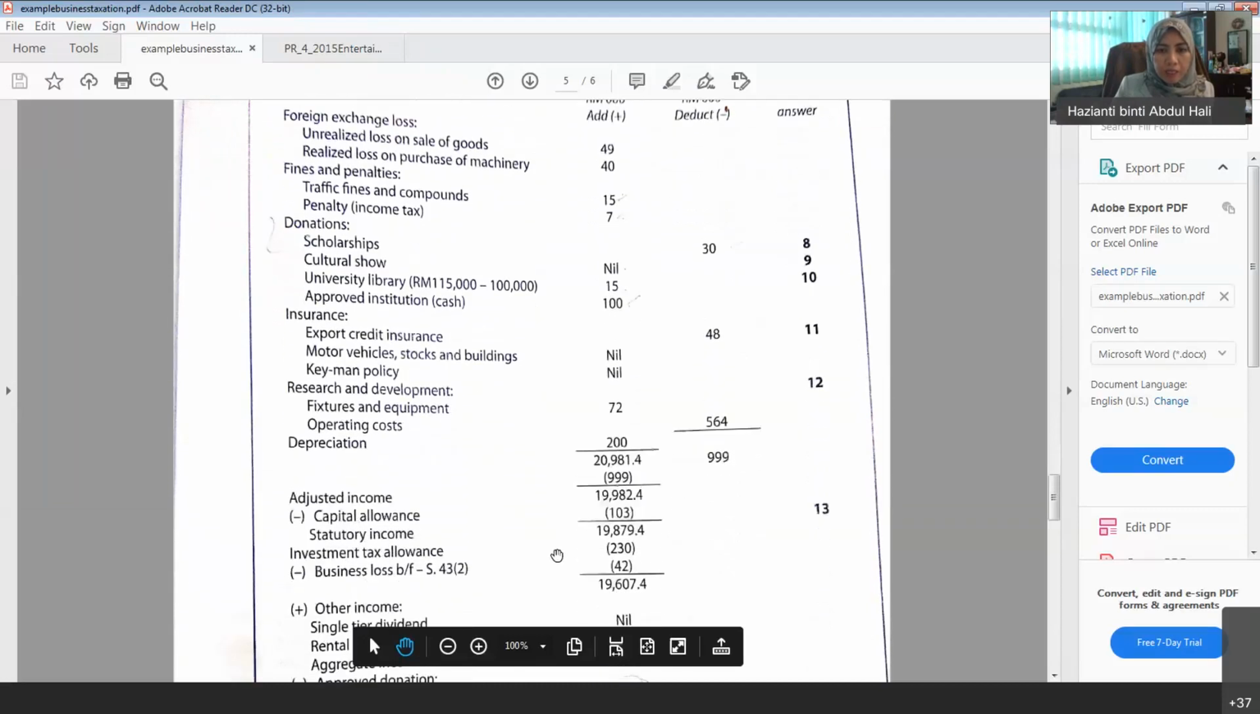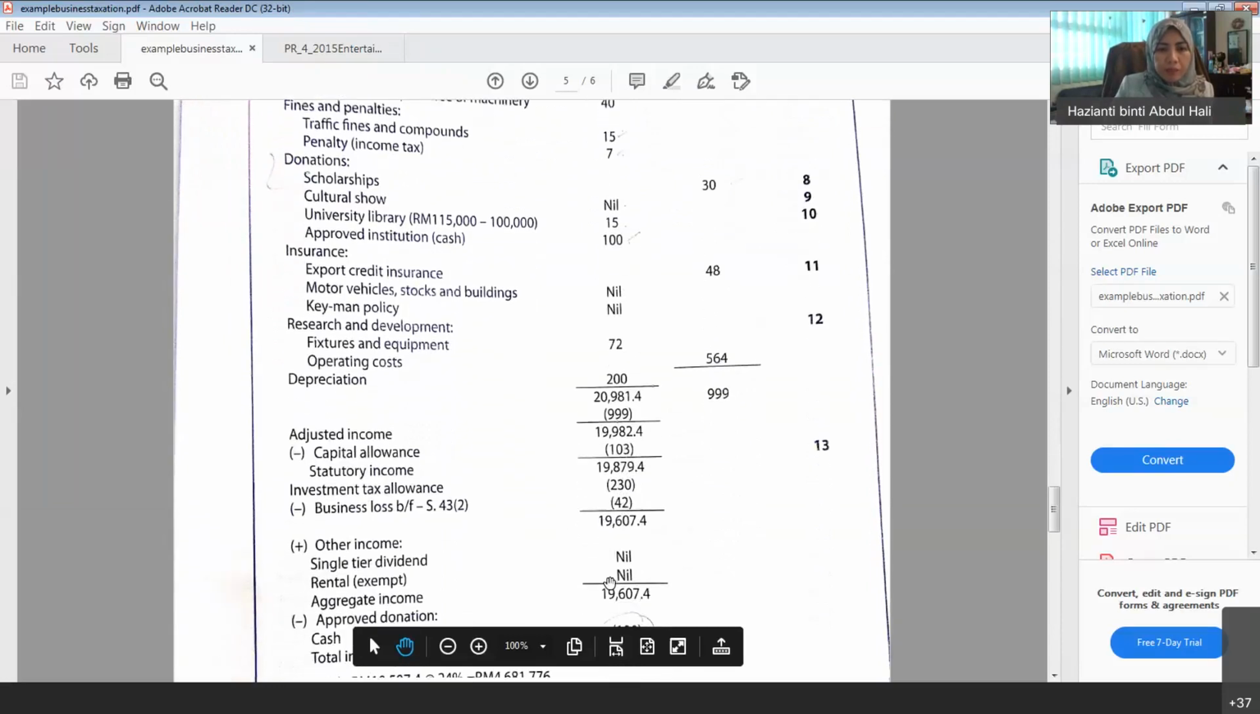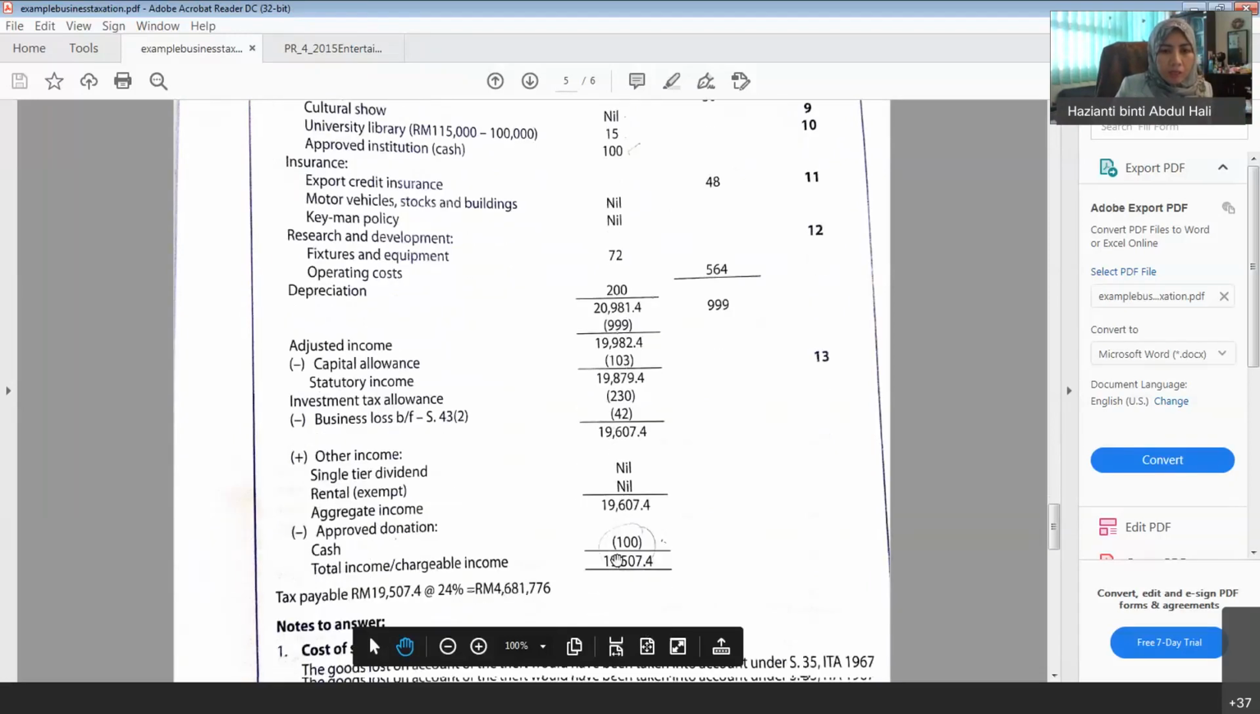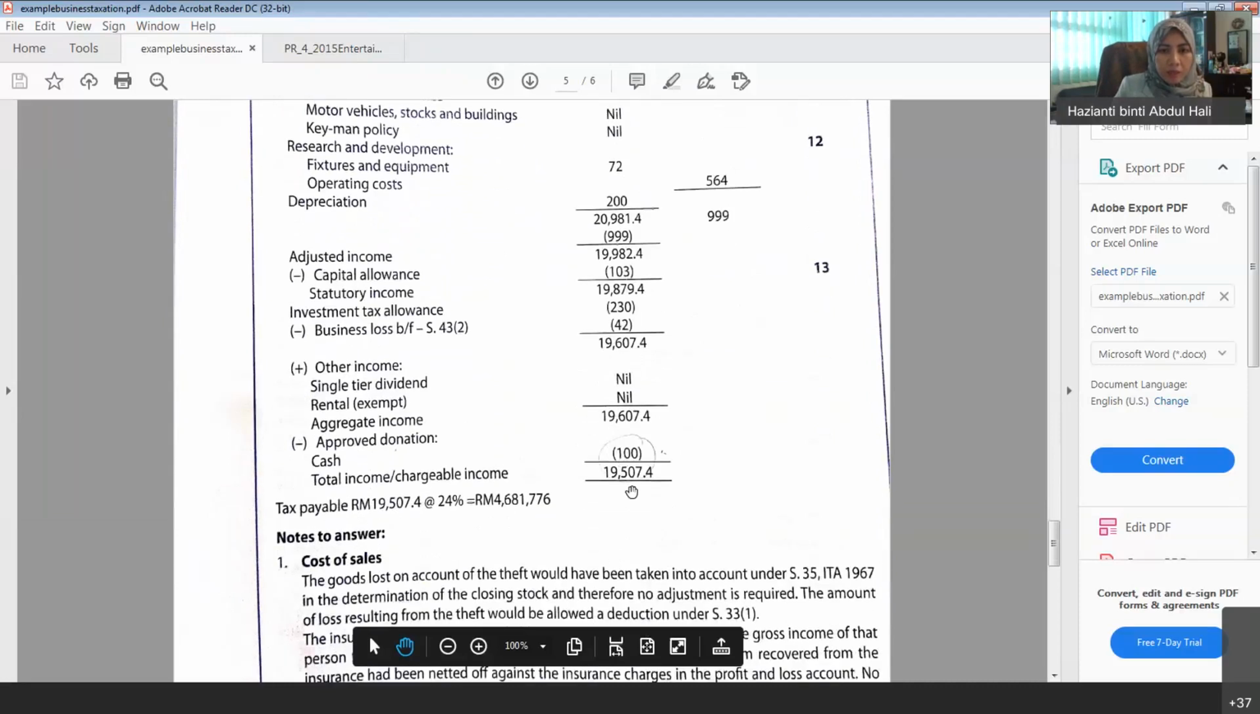Okay. Dan kita ada capital allowance tadi. That will give the statutory income, and ada investment tax allowance, tengok je dalam soalan tadi and also business loss brought forward. Okay, baru kita tambah balik dengan ada income. Single tier dividend, tak kena tax lah, rental pun exempt. Approved donation. So donation dekat atas tadi yang 100 ni, kita kena tambah balik dekat atas ni sebab kita nak tolak dekat bawah. Donation tolak dekat bawah. So the total income is, or chargeable income would be 19,507.